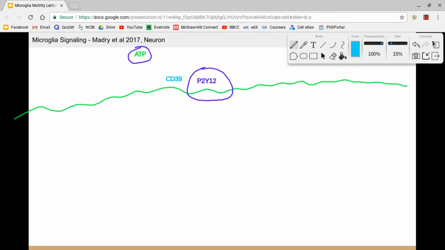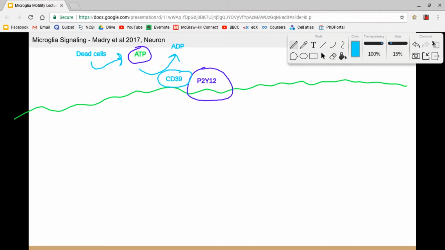CD39 is an ATPase, and it hydrolyzes the ATP or the ADP into ADP or AMP, depending on which it's binding. Remember that this ATP is derived from dead or dying cells. They release these find-me signals in the form of ATP. ATP is an inflammatory cytokine, and it diffuses through the extracellular matrix. It encounters CD39, which is attached to P2Y12.